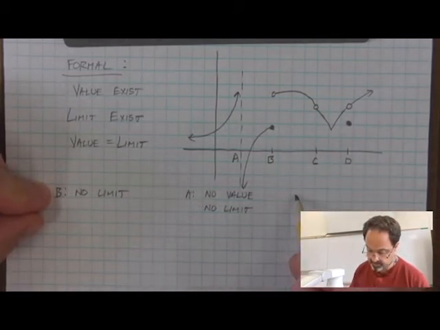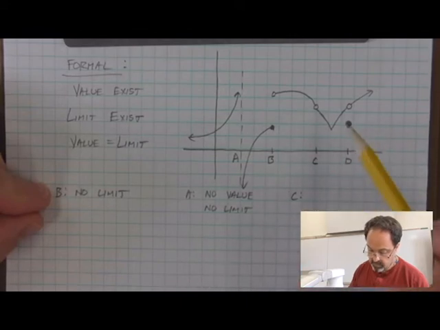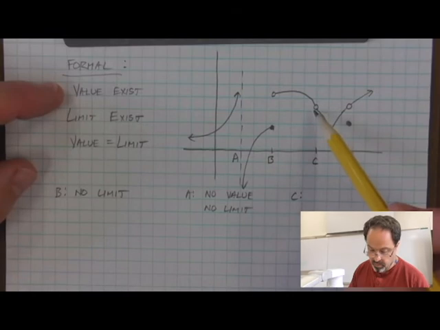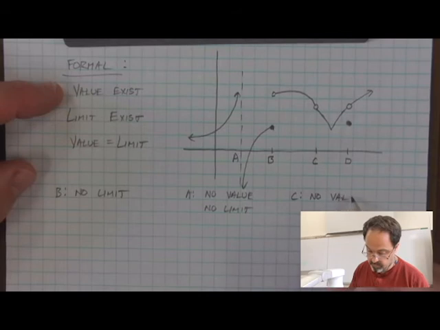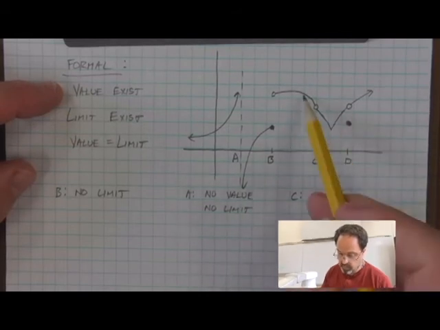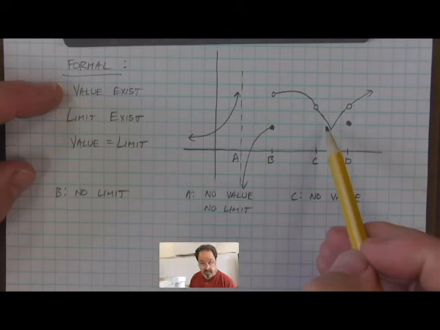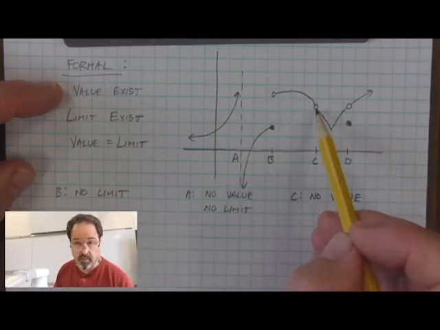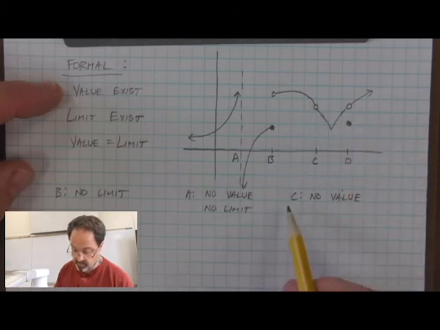At C, it is not continuous. We know we have to lift our pencil, but why? There is no value. It's an open dot. So, no value. Now, it's worth saying that the limit does exist. We can approach this location from both sides, and we think we're going to be at the same place. So the reason why it's discontinuous is there is no value.